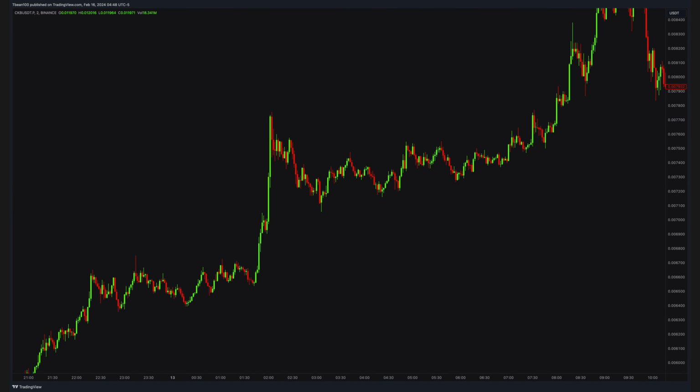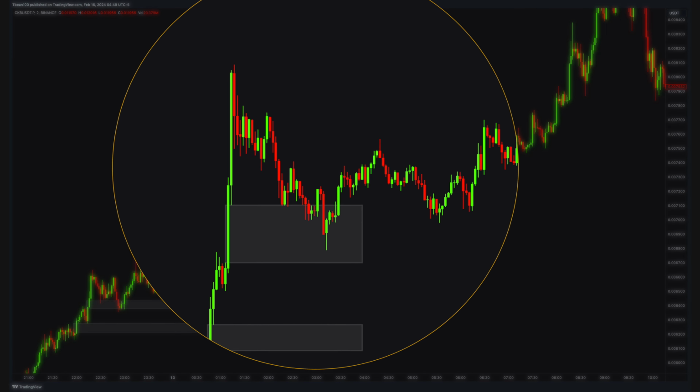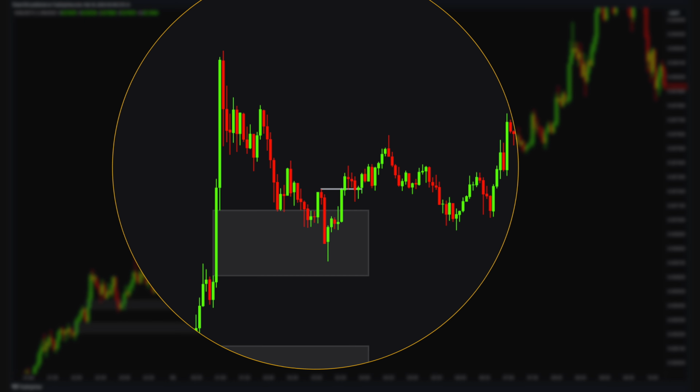Let's see another trade. This CKB coin was up like crazy in the morning and I added it to my watch list, waiting for a pullback and entry. You can see that this coin respects its imbalances. Right around this imbalance, the pullback slowed down and the structure shifted right here. And this imbalance failed very badly.